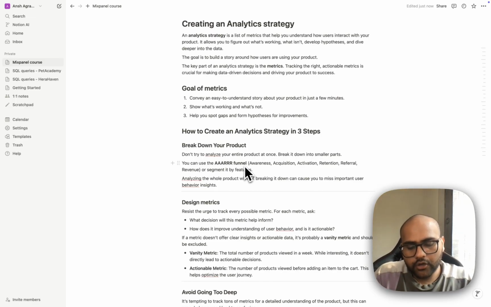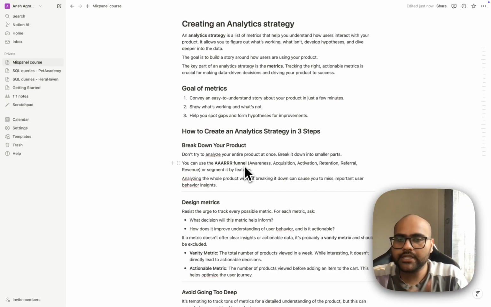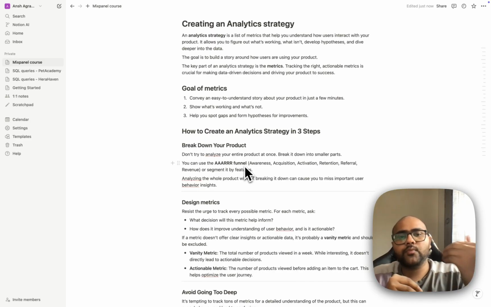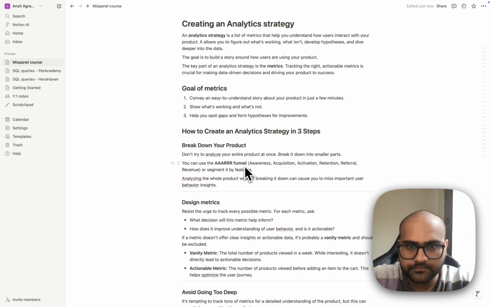Now, when you talk about metrics, what exactly is the goal of metrics? One, to convey an easy to understand story about your product in just a few minutes. You look at a metric and you get something out of it. You understand the story behind what's happening. Two, it shows you what's working and what's not working. You look at a set of metrics and the picture in your head becomes really clear: okay, this is what's happening. And as a result, it helps you spot gaps and form hypotheses for improvements. So if your metrics are not helping you do these three, you're probably monitoring the wrong set of metrics, or it's just not working out for you.